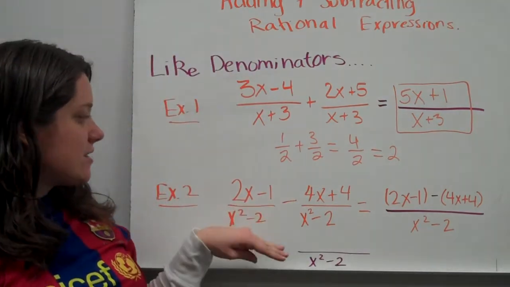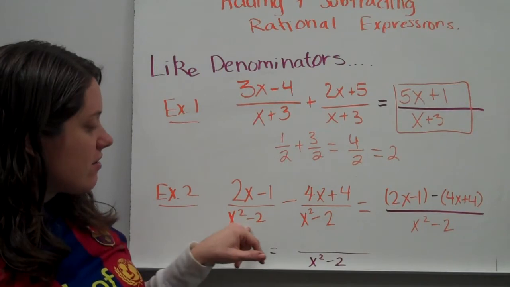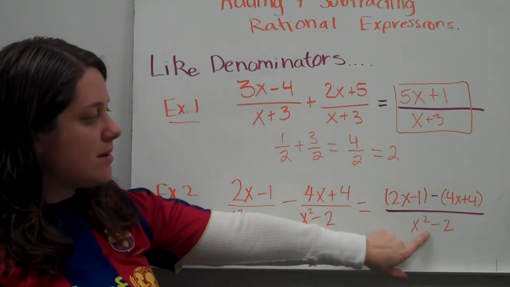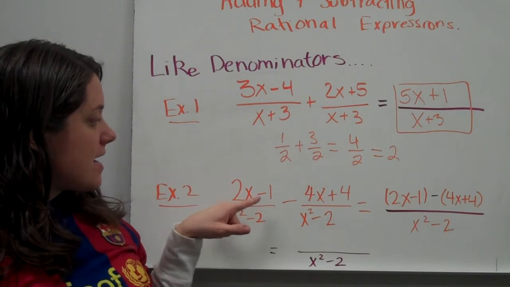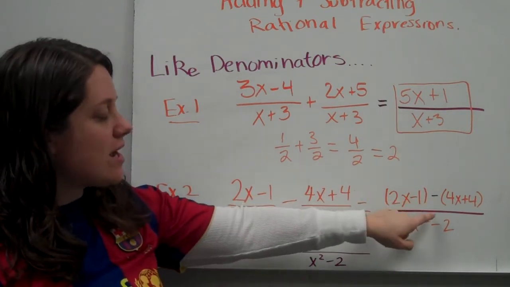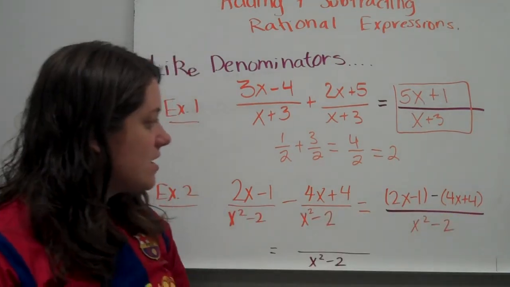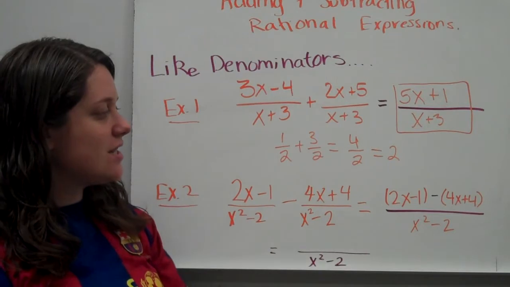Alright, so pretty easy. So let's go down to subtracting. If I'm going to subtract, again, I carry across the same denominator just like on the top, so x squared minus 2. Then in the numerator, I take 2x minus 1 and I subtract 4x plus 4. This is really important because you need to remember that this minus sign goes to both.